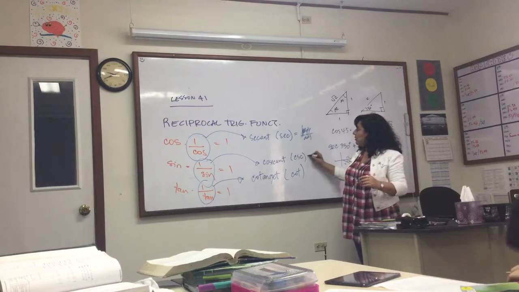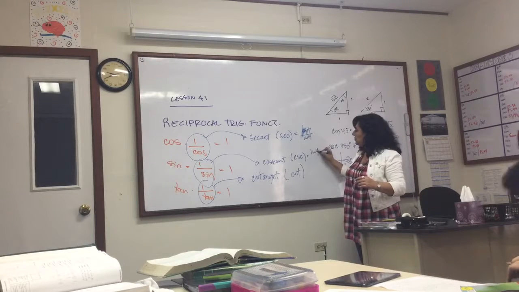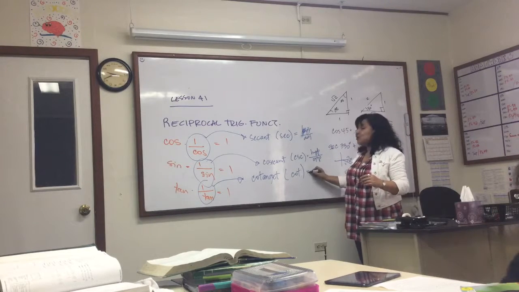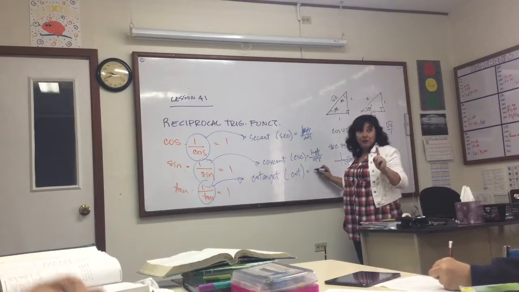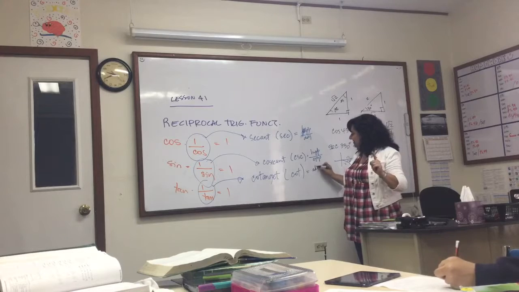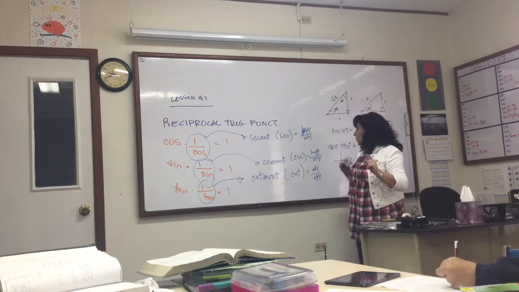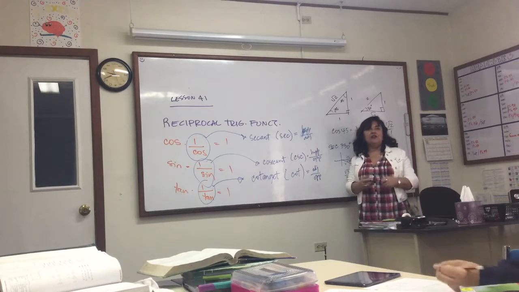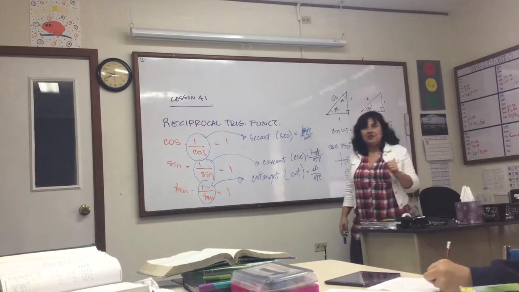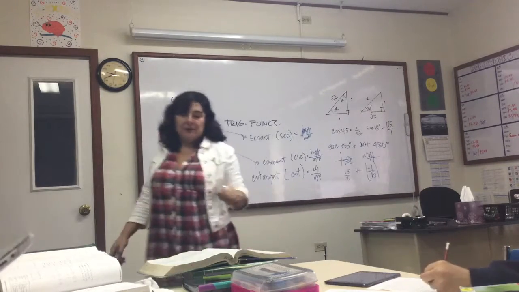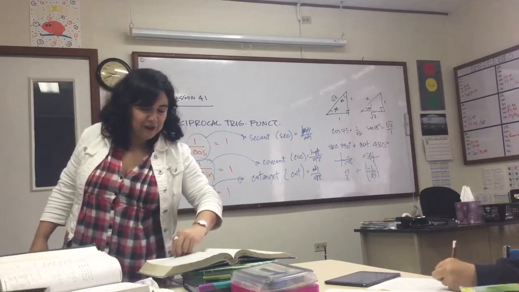Does that help? Mm-hmm. Then this one's gonna be hypotenuse over opposite. And this one is going to be adjacent over opposite. Okay. You get it now? I got it. It's just the opposite. Yes, it is just the opposite. Okay. So that is the first part.